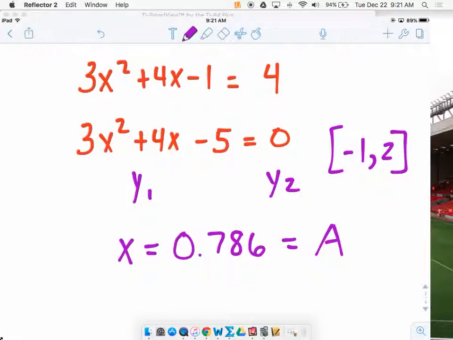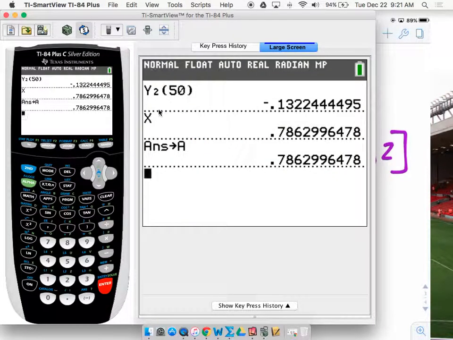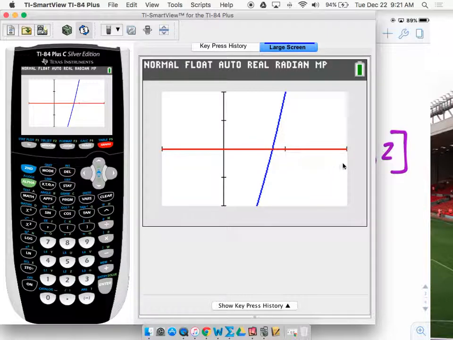Sometimes you have more than one answer. We only had one answer for this one, but sometimes you might have 2 or 3 answers. So you would do the process again: you go to your home screen, hit X for your second answer, and then store it as B. And then do the same thing again, store it as C.